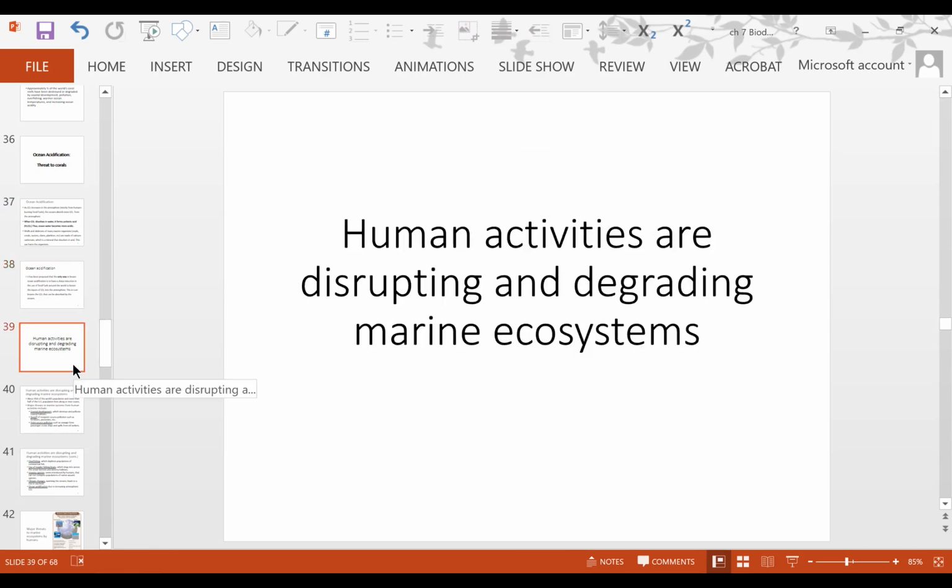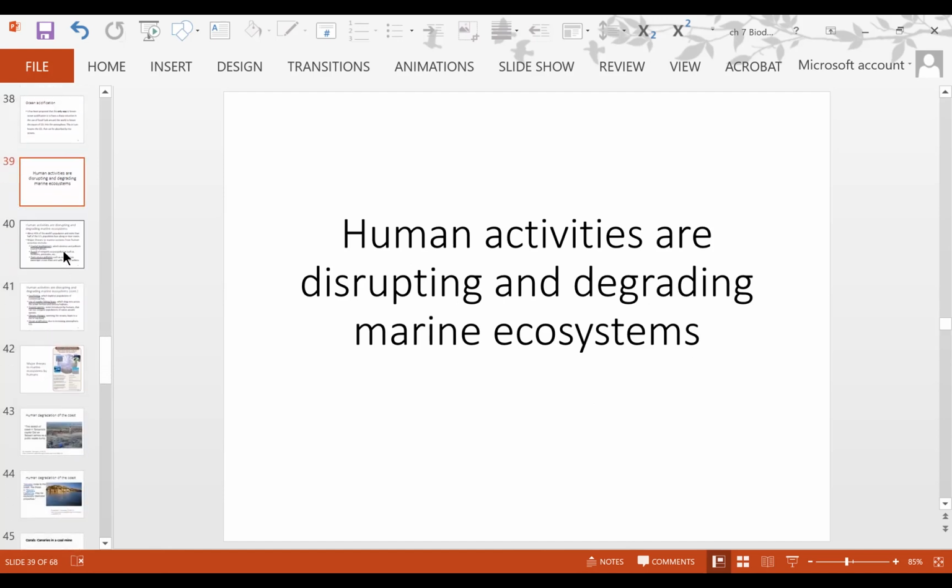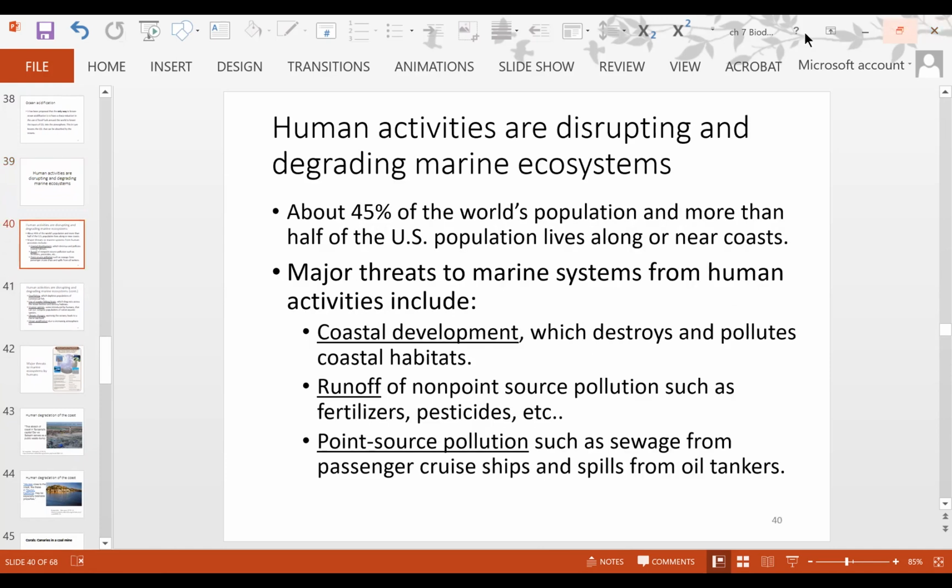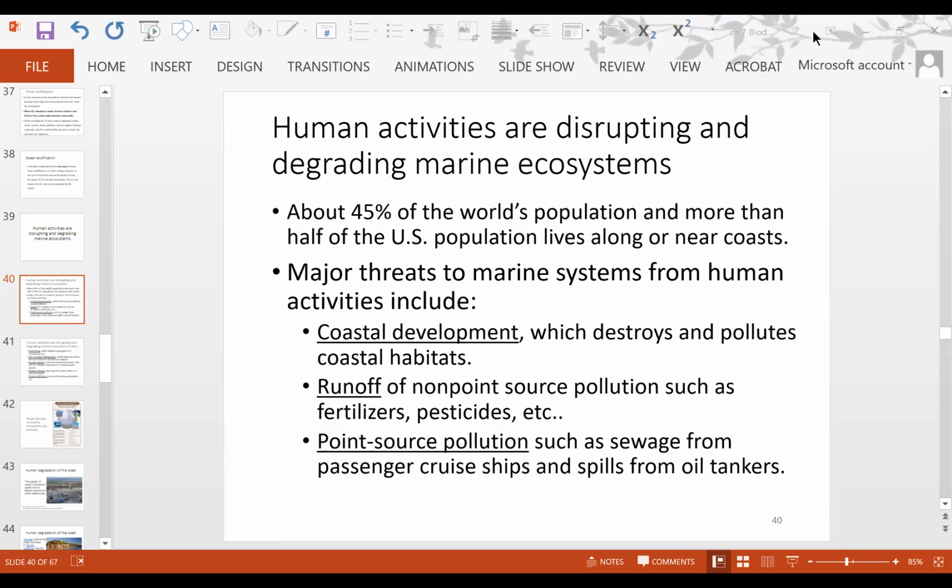So now we're going to get into more information about human activities and how human activities are disrupting and degrading marine ecosystems. About 45% of the world's population and more than half of the US population lives along or near the coast. And this is related to major threats to the marine environment.